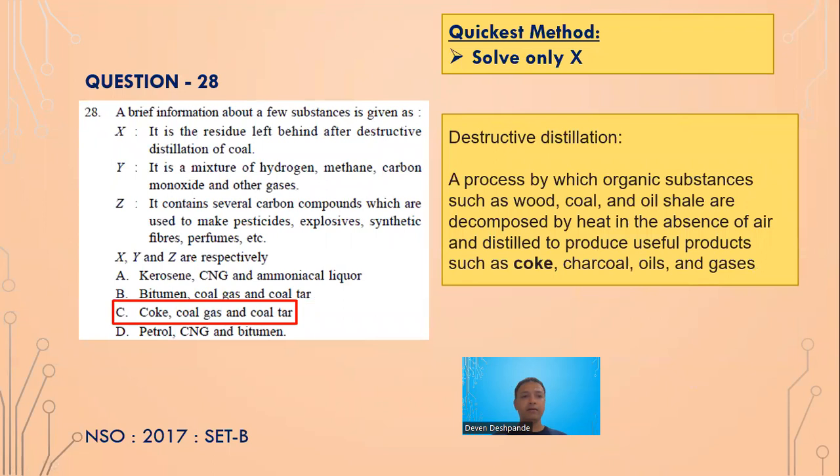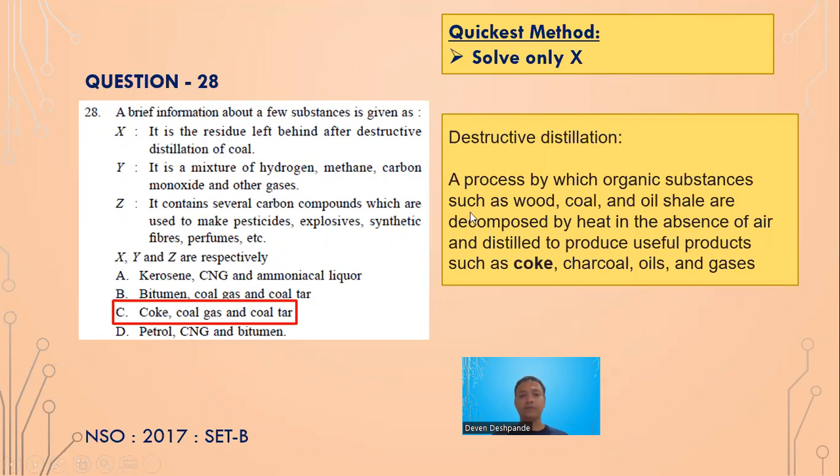Okay, question 28. A brief information about a few substances is given as: it is the residue left behind after destructive distillation of coal. Now only solve for one option, which is a residue left after the destructive distillation of coal. The residue left is coke, isn't it?